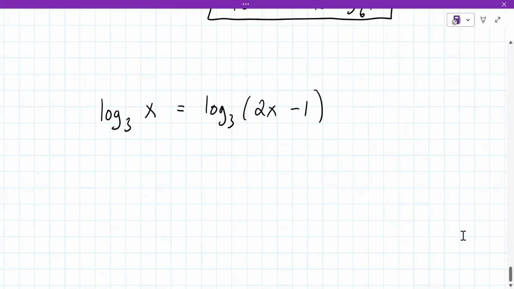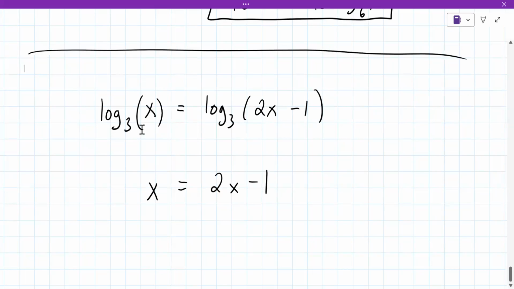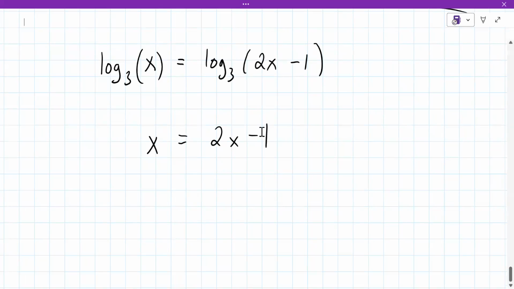So when the logs are the same, log base 3, you can set the inside parts equal to each other. So we're totally transitioning out, no more of those properties for the moment. We're just solving logarithmic equations. So could you solve this for us, please?